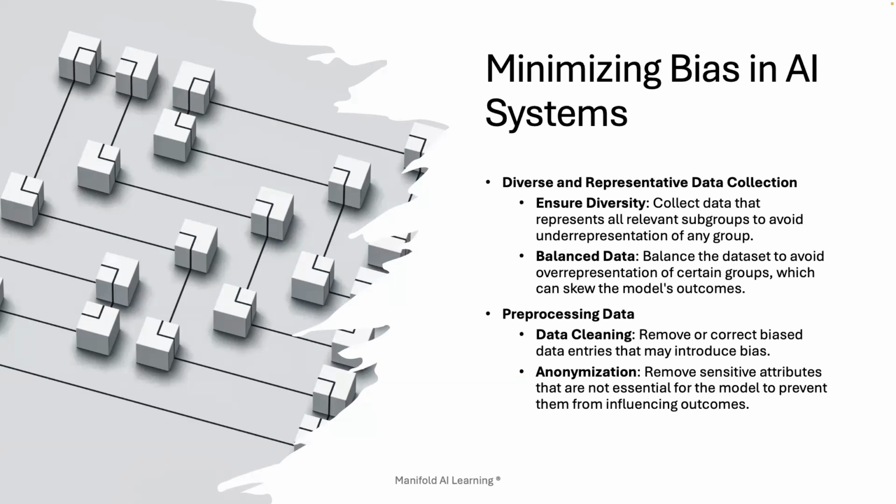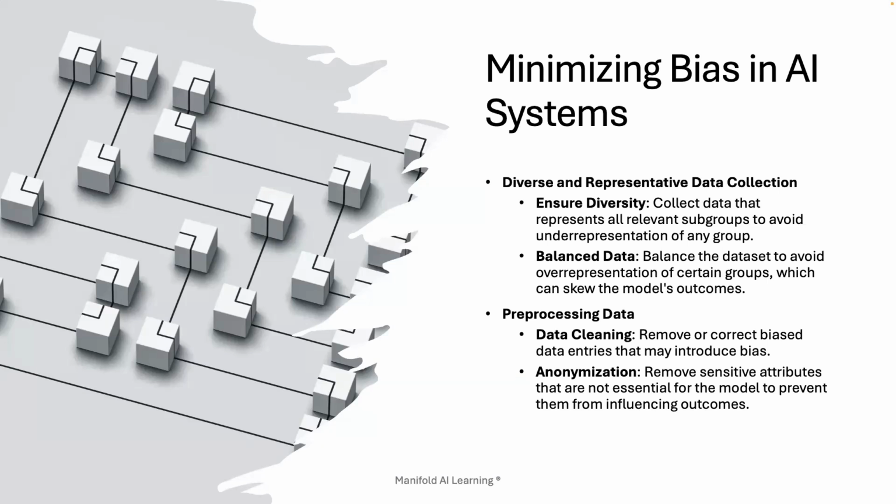Next is balanced data. Ensure that you balance the data set to avoid the overrepresentation of a certain group, as this can skew the model's outcome. This is very similar to the example I gave at the start. If you have underrepresentation of certain groups in a given data set, then some group will have an advantage when it is implemented. They will have a favorable outcome compared to the other group. So in order to avoid it, ensure that we have balanced data.